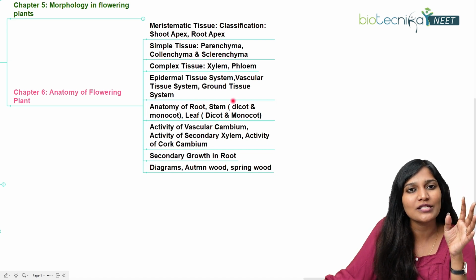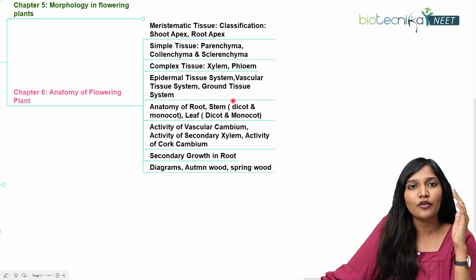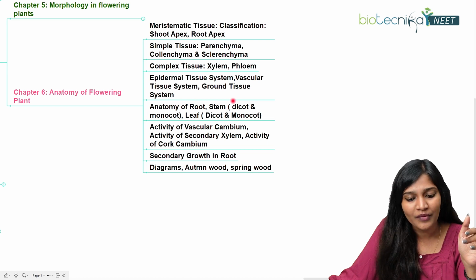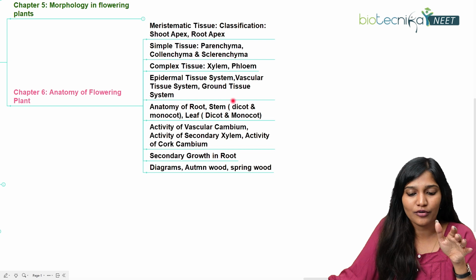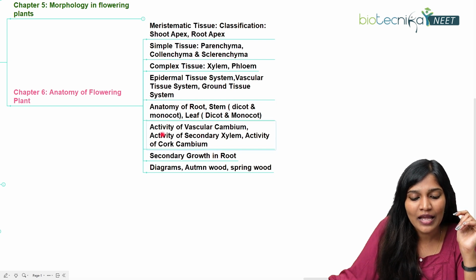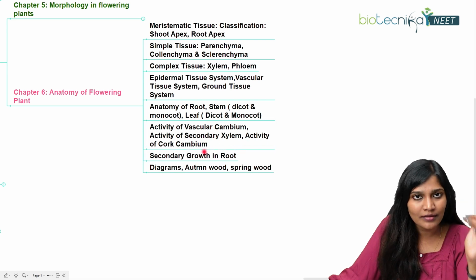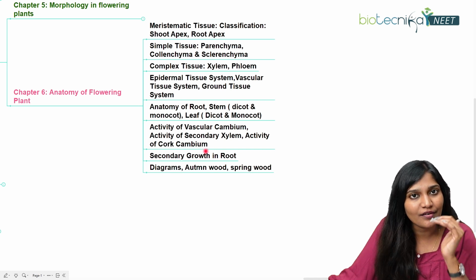So I would suggest how to learn this unit or this chapter: if you're talking about root, study monocot root and dicot root together, and then go in for the primary growth of the monocot root and dicot root. Okay, like this you should study. Next is activity of vascular cambium, activity of secondary xylem, activity of cork cambium. And always when you're studying root, read like this: anatomy of root, primary growth of root, secondary growth of root.